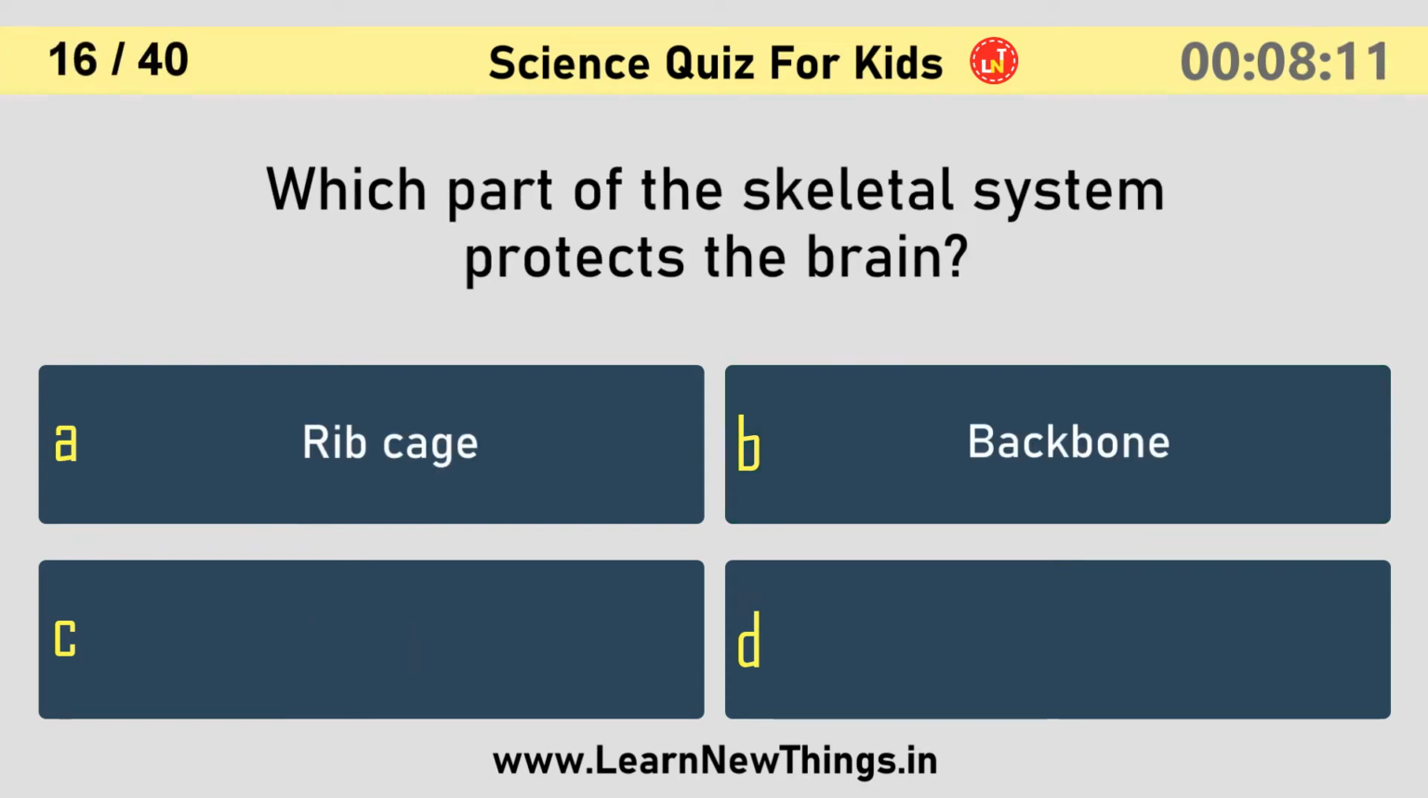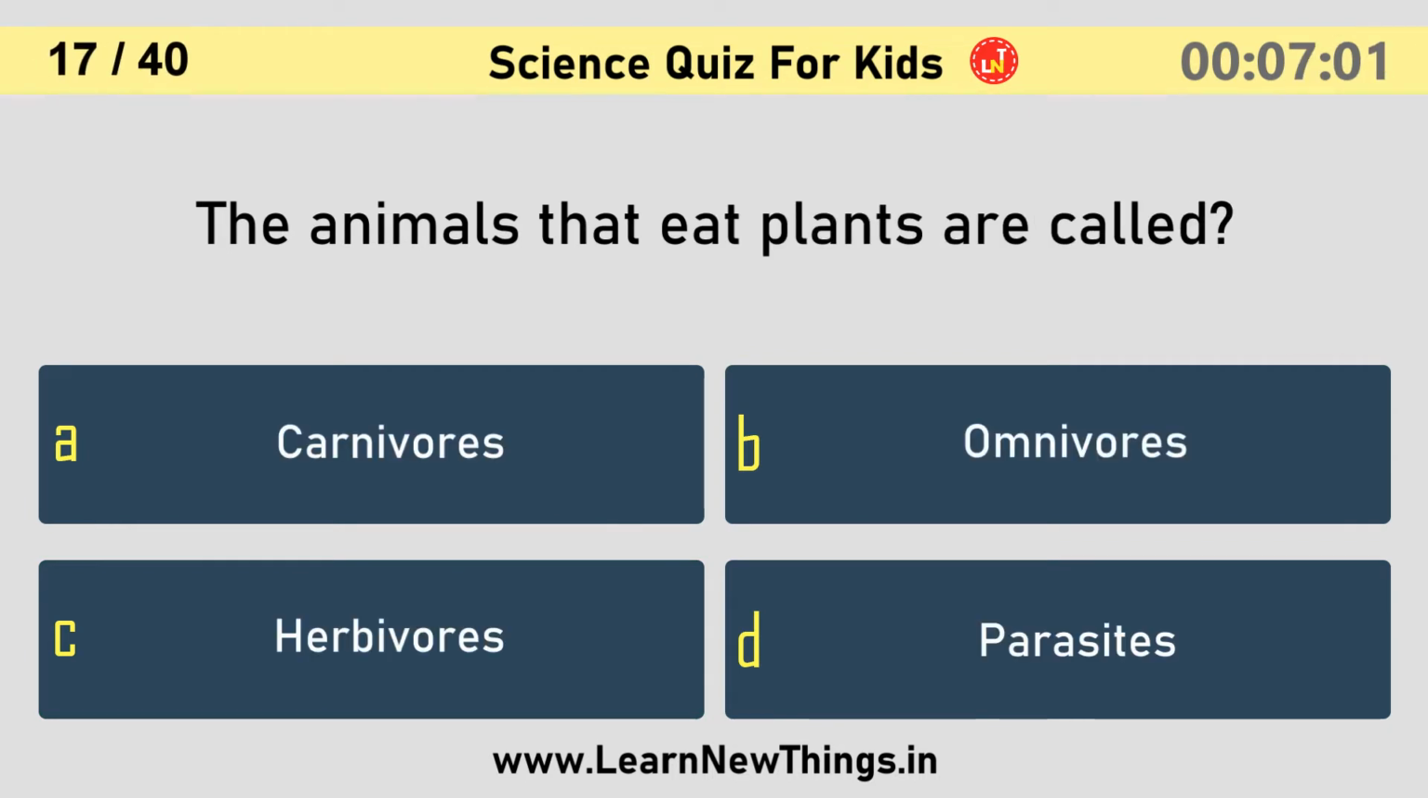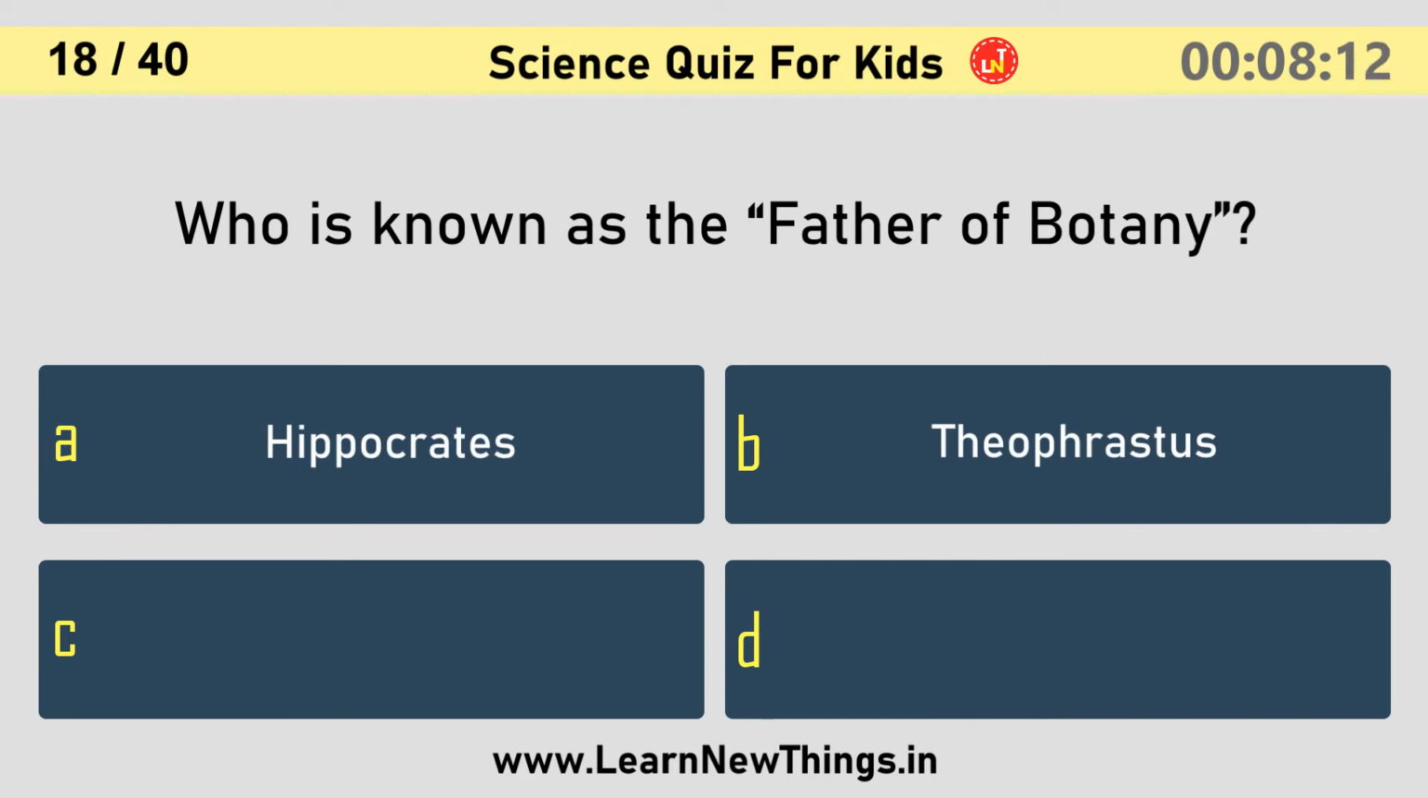Which part of the skeletal system protects the brain? Skull. The animals that eat plants are called herbivores. Who is known as the father of botany? Theophrastus.